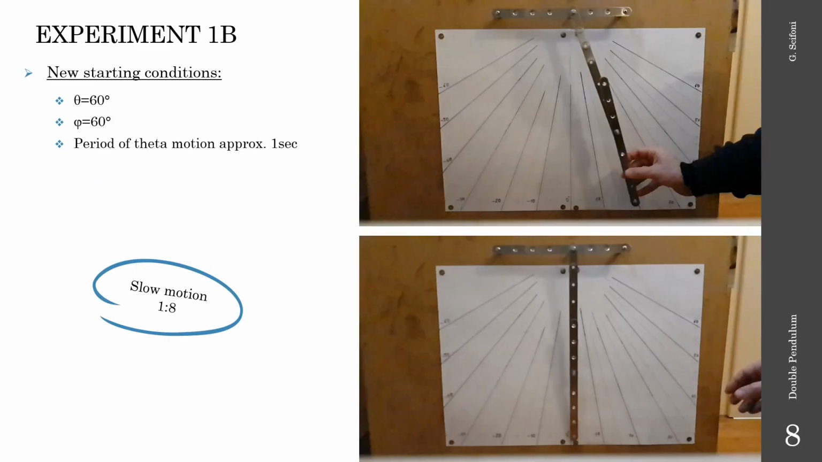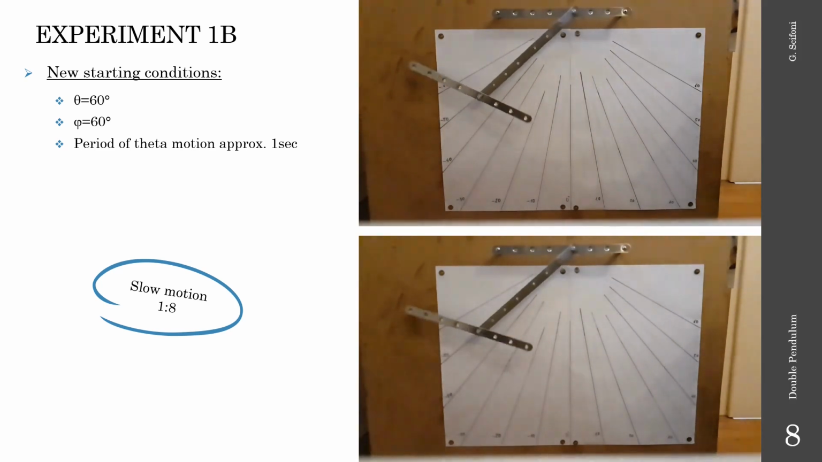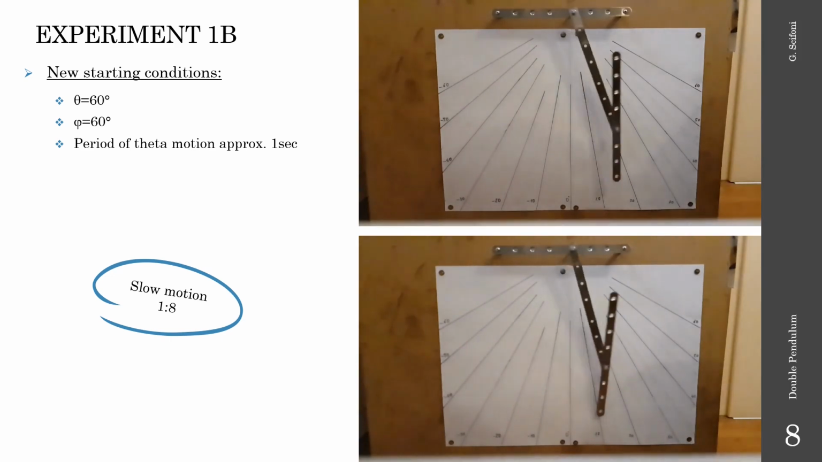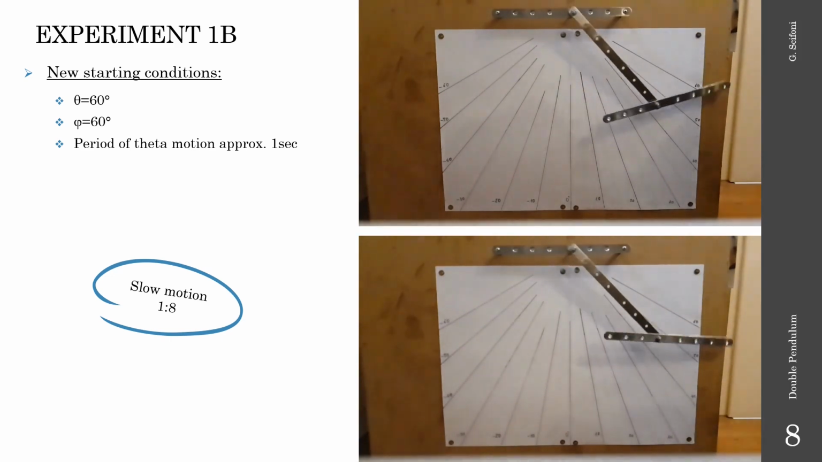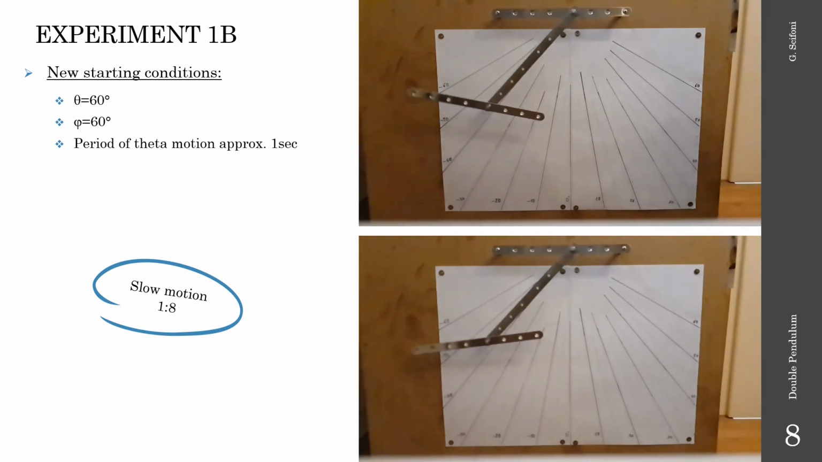The second experiment has equal geometrical parameters apart from the initial conditions. Here the angles theta and phi are both 60 degrees. We repeat the observation with the same method, taking two videos using a slow motion camera. In this case we observe a period of about 1 second for the angle theta, and also in this case the motion is repetitive for the first 3 periods more or less.